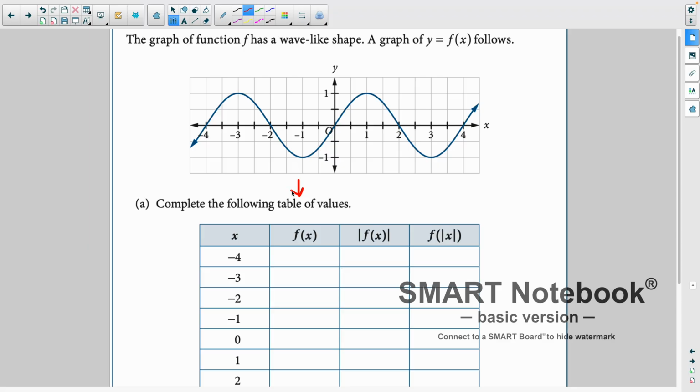Well, I'm going to use my graph to do that. If I were to do -4, where's -4 on my graph? Right there. The y value, that is 0. So that gives me 0. So go fill in the rest of the table.